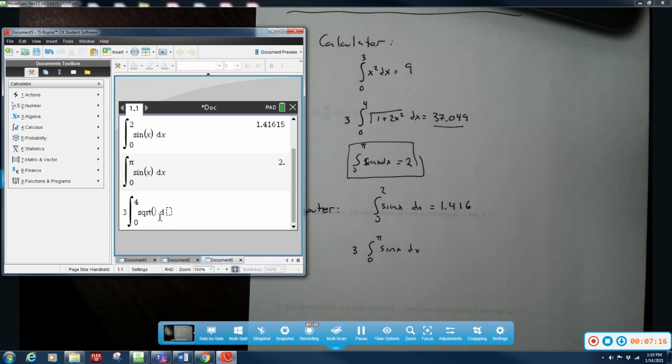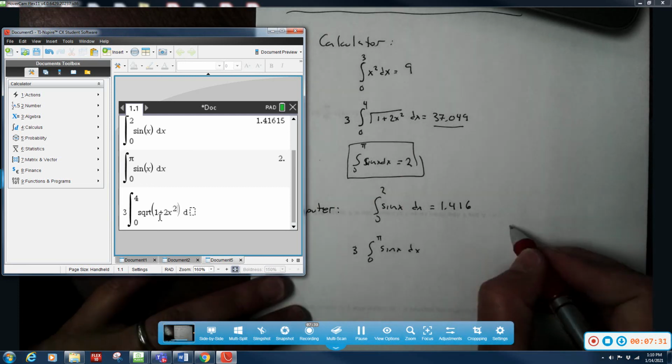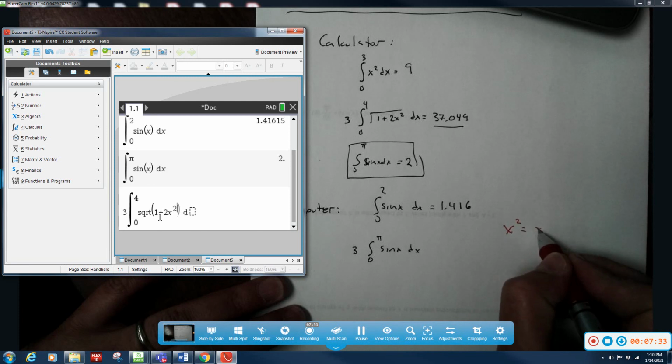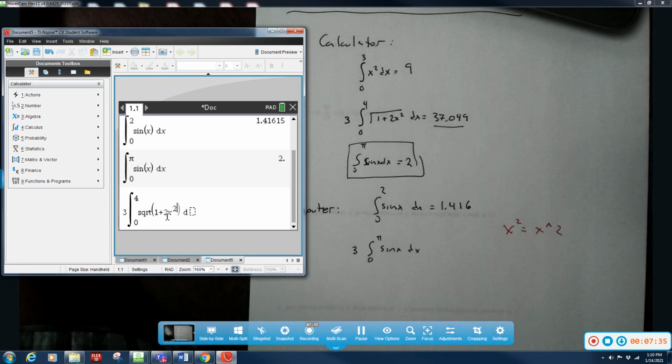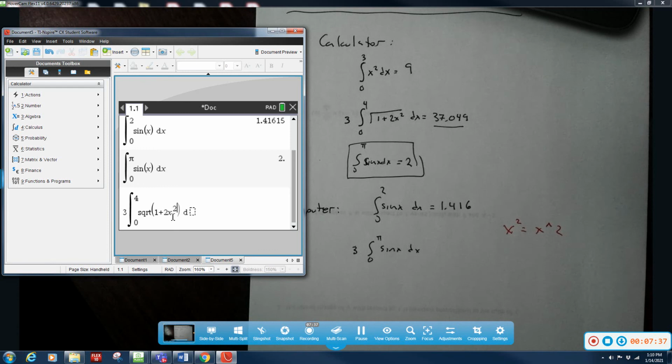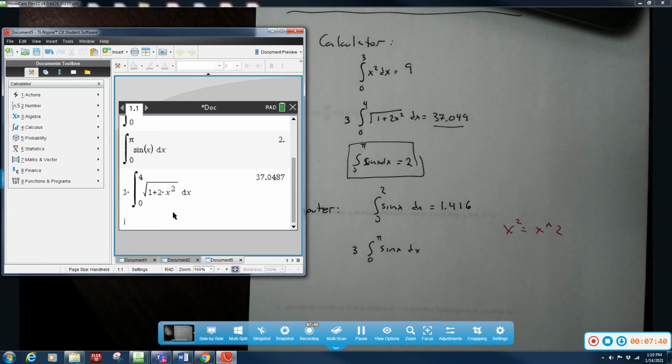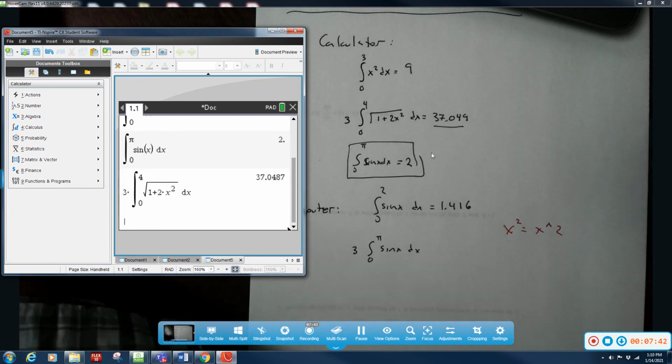Calculator reads that as a square root, 1 plus 2x squared. Now to get the square, I can hit caret 2. Just hit my caret button. That's the button on the calculator that looks like this. So if I want to do x squared, it would be x caret 2. And dx, press enter, and it gives us our answer again.